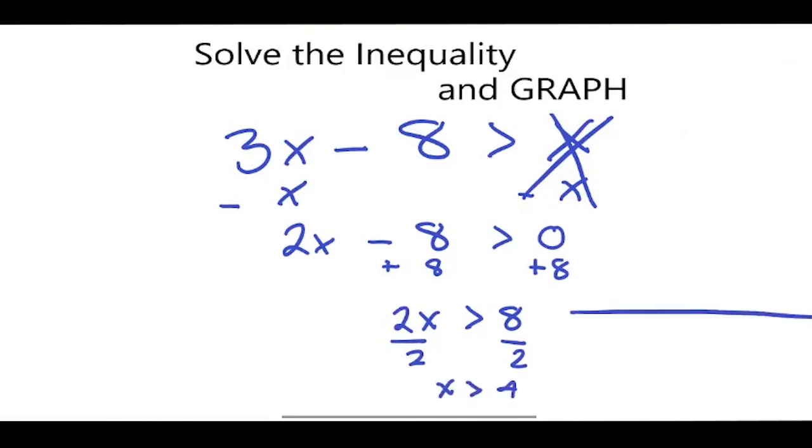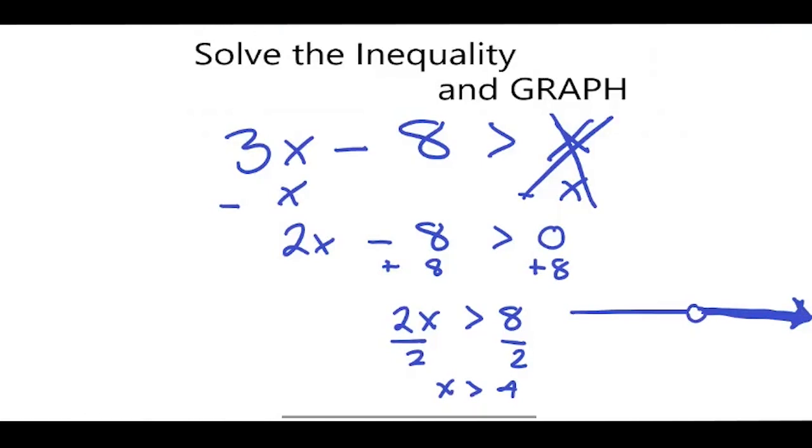So I graph that on my number line. I'm going to make my bubble. And because there's no underline, it is not equal to, it is only greater than, I will leave that bubble open. And it is greater than 4, so I will go to the right, make it darker over here. And then I will make an arrow in the end, so I show that it goes on forever.